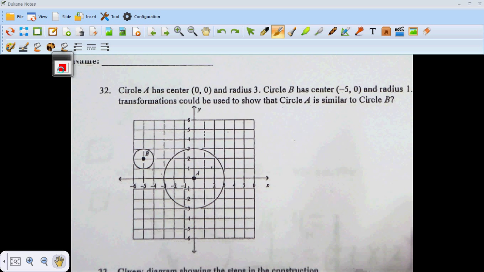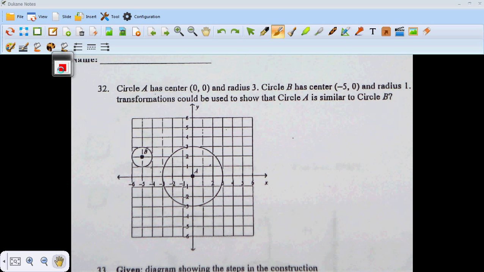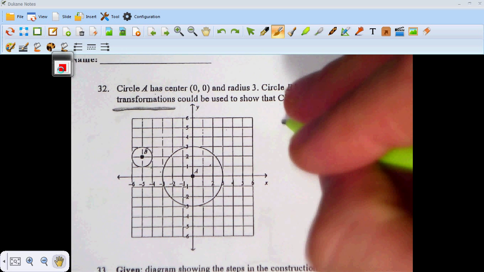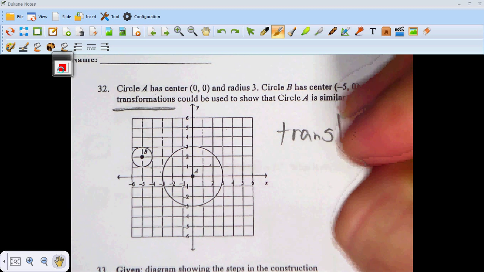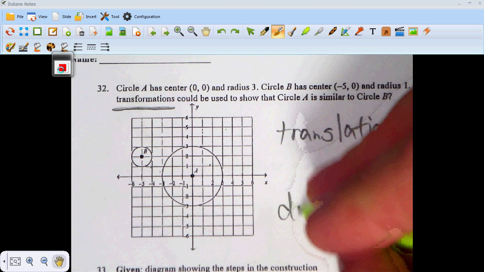32 right here. Circle A has center 0, 0 and a radius of 3. Circle B has a center of -5 and 0 with a radius of 1. What sequence of transformations? When they say transformations, that means I'm going to have a translation, which means what? It means that it is doing what? It's moving. And then I'm going to have a dilation.